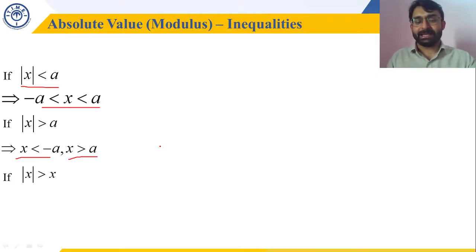If mod x is greater than x, this is the equation we have already discussed. That means x is negative. The magnitude of any number is more than the number, not even equal to, only when the number is negative. These questions are somewhat similar to equations, but here we have to consider the range, not the values. An equation gives values, and an inequation gives a range of values. So how do I solve modulus inequations? We'll take a few questions from the handout to understand this better.